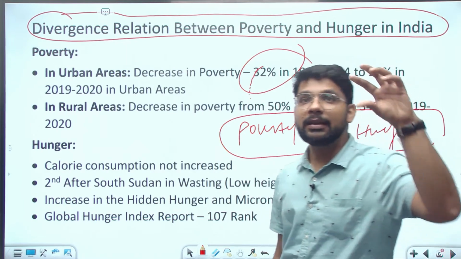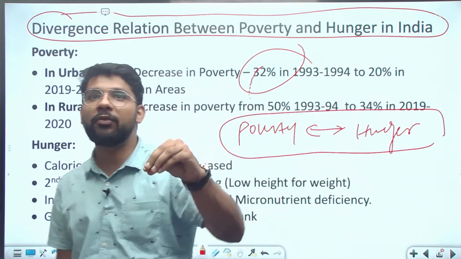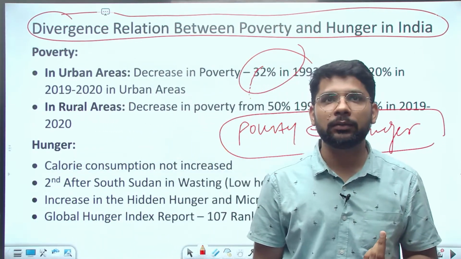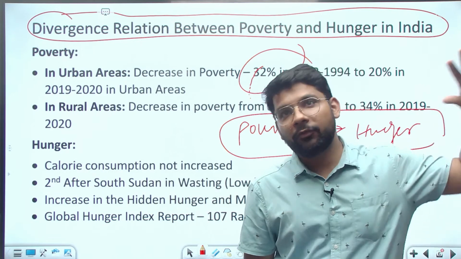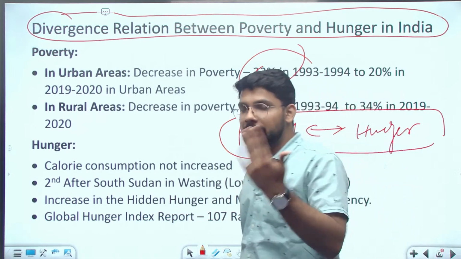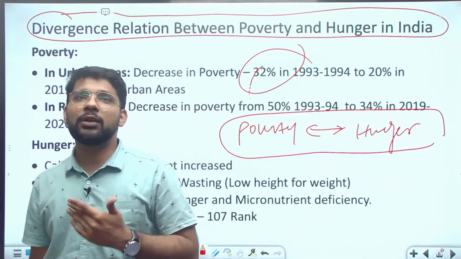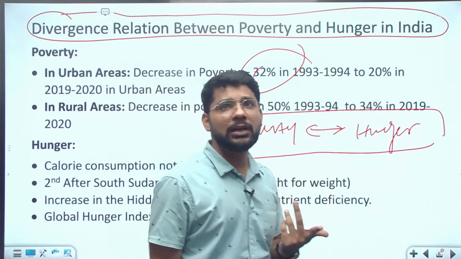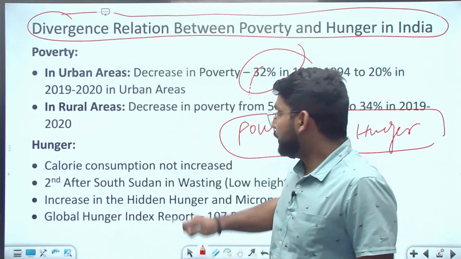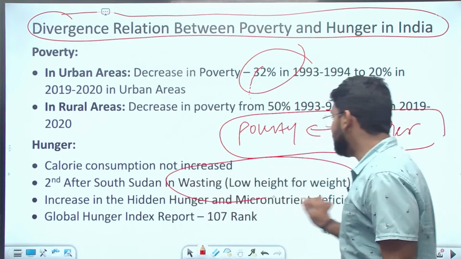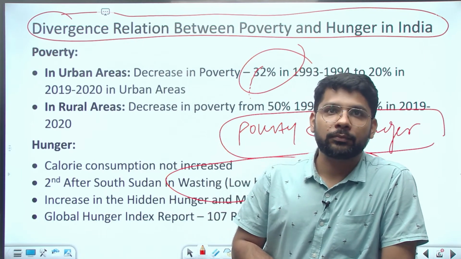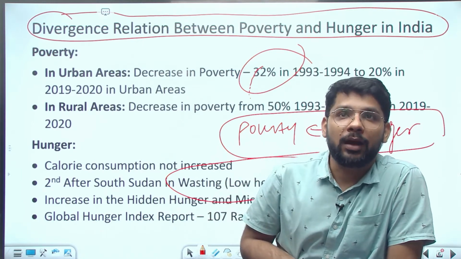If we see in terms of wasting, low height for weight, we are second after South Sudan. Even our GDP is increasing continuously. On the basis of PPP, we are third in GDP. In real terms, we are fifth in the GDP in the world. But if we see the wasting level of children with respect to their height, we are second after South Sudan.